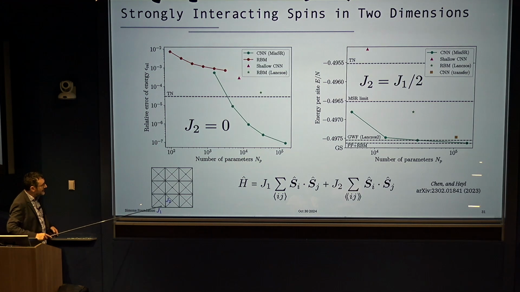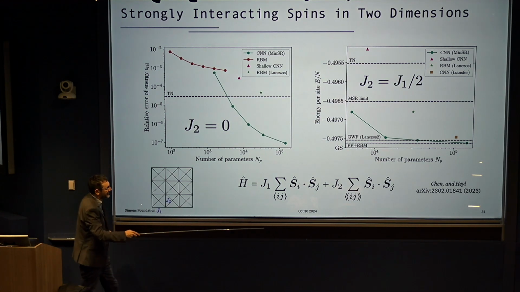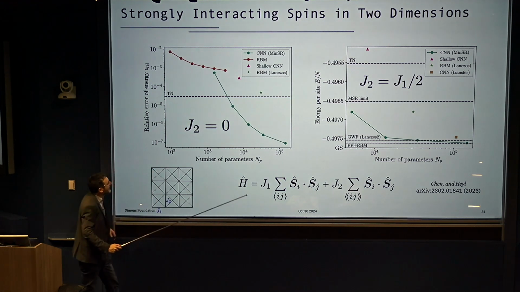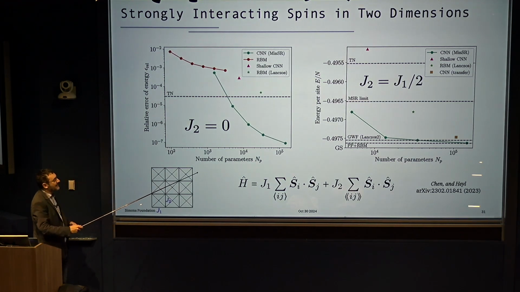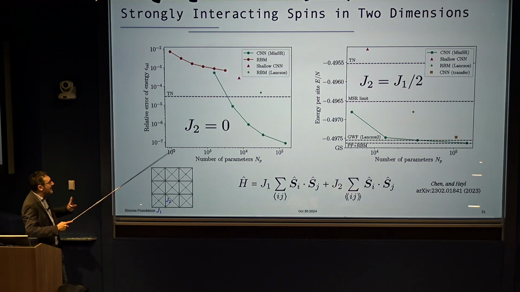And then you have magnetic interactions at first neighbors, so J1, and also at second neighbors. What has been shown in the past year, from the results of this paper here, is that by increasing the number of parameters in your neural network, you can reach, in some cases, levels of accuracy that are close to machine precision.